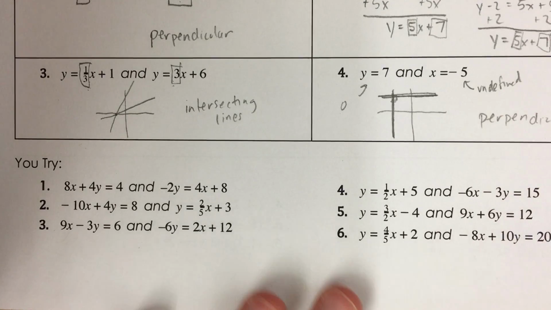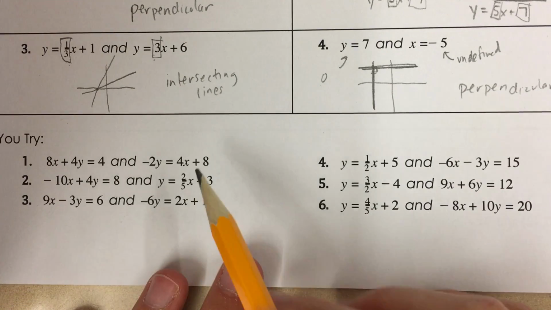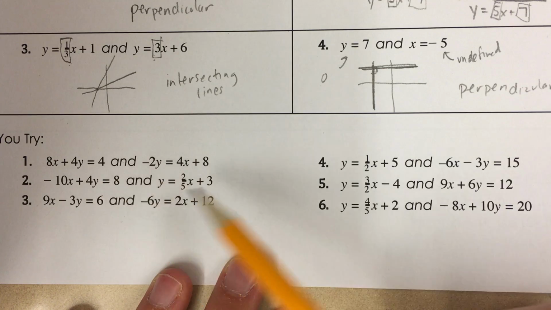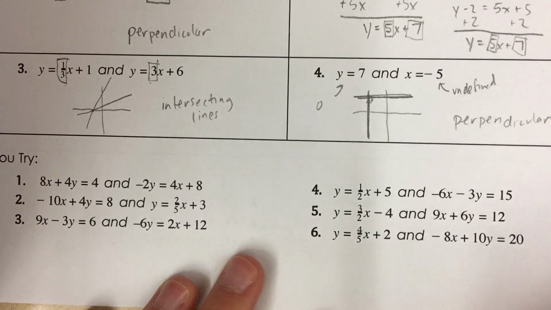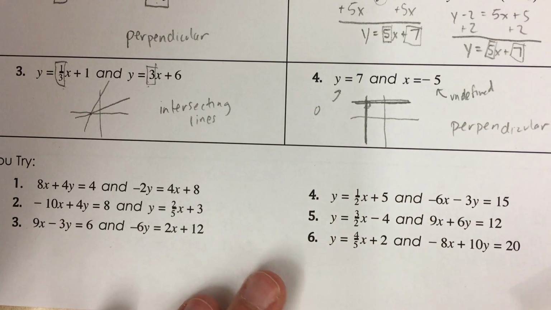Okay, your turn to try. I want to know, in each set, are these lines parallel, perpendicular, the same line, or none of those, and they're just two regular intersecting lines?